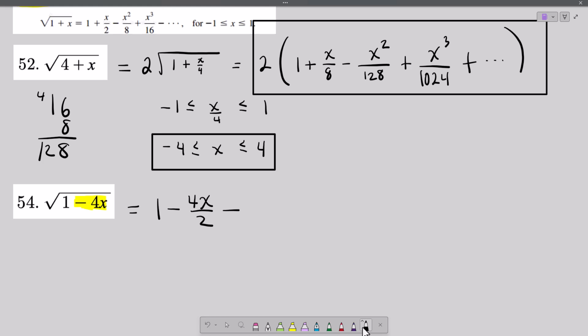So we get minus. And then when we square that, we're going to get 16x squared over 8. That's the third term. The next term is minus, because it's a cube. So we're plugging in 4x there. We're going to have something over 16. 4 cubed, so 4 times 4 is 16, times 4 is 64. x cubed.